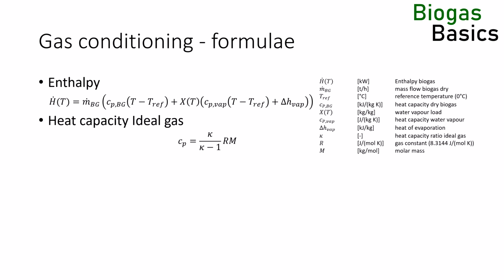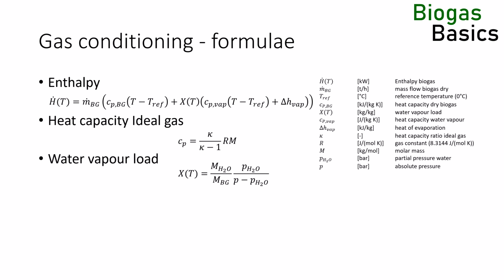The heat capacity of an ideal gas in kilojoules per kilogram and Kelvin can be calculated from the heat capacity ratio kappa and the molar mass of the respective gas. For biogas, kappa is roughly 1.3. The water vapor load is molar mass of water over average molar mass of biogas times water partial pressure over absolute pressure minus partial pressure of water.